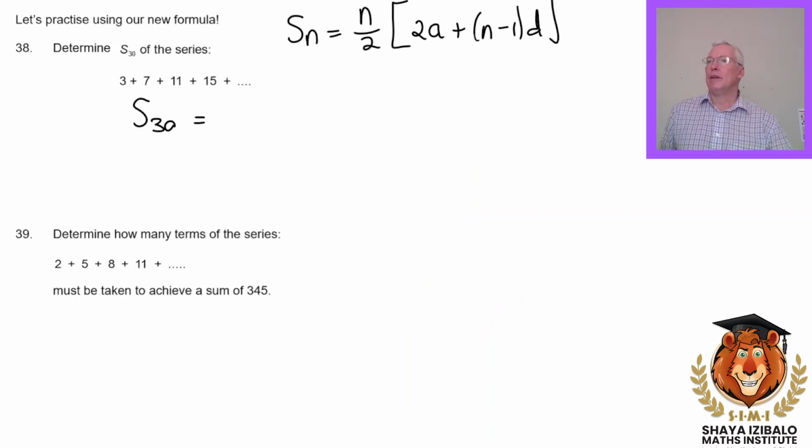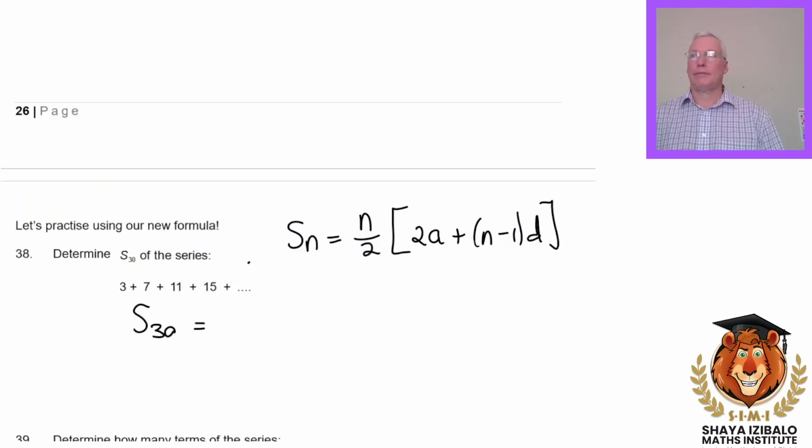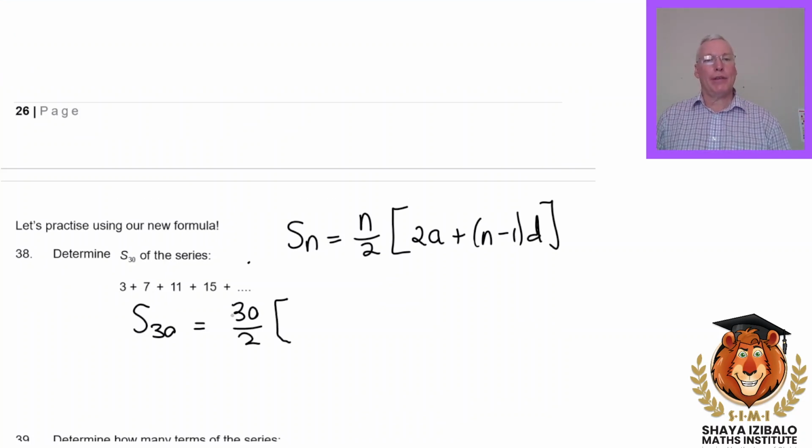Okay, let's take a look. The sum of 30 terms is going to be 30 over 2, 2 lots of A. A is 3, so it'll be 2 lots of 3, plus 29 lots of D. The common difference here is 4.